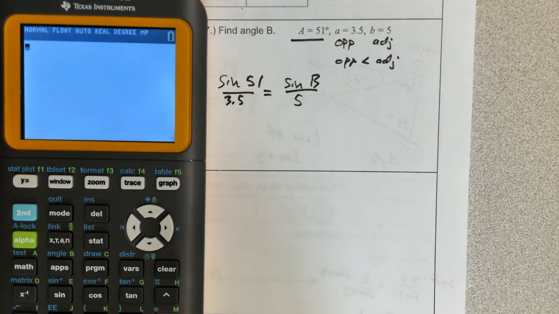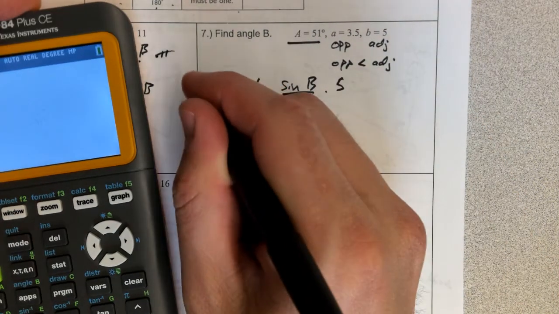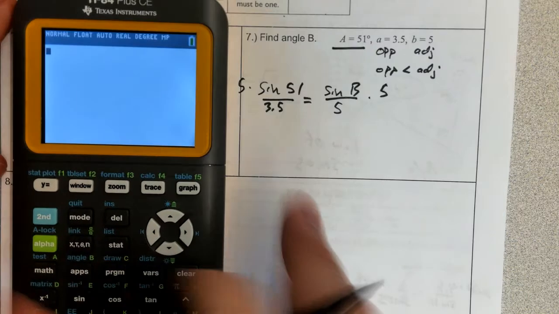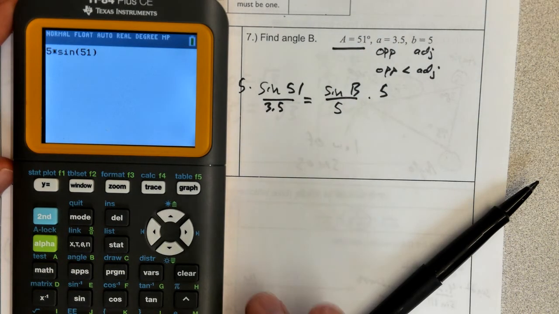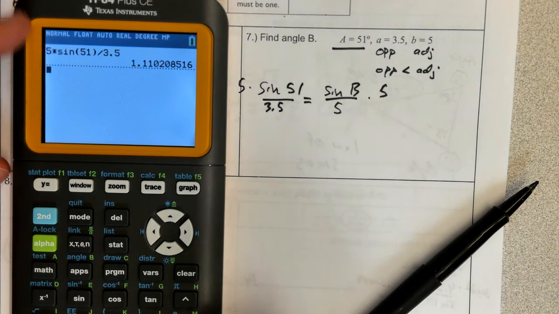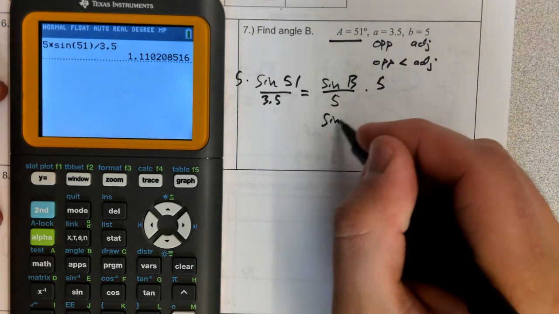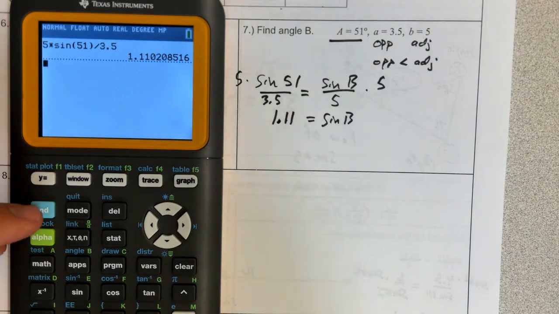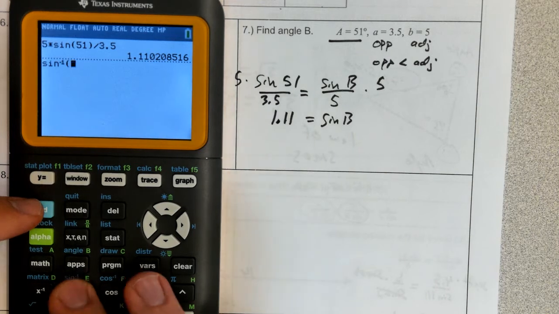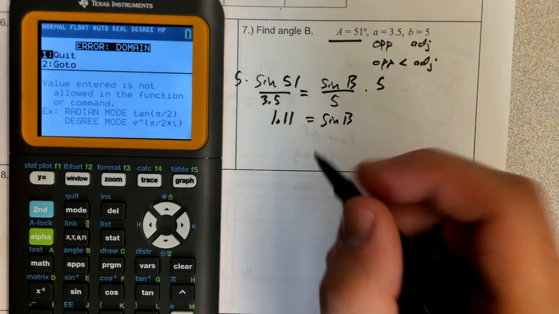I'm going to times both sides by 5, right? And so I will get 5 times the sine of 51 divided by 3.5, so sine of B is equal to 1.11. Then I need to take the inverse sine of that, and I get an error. Okay, so that means that there's no solution.